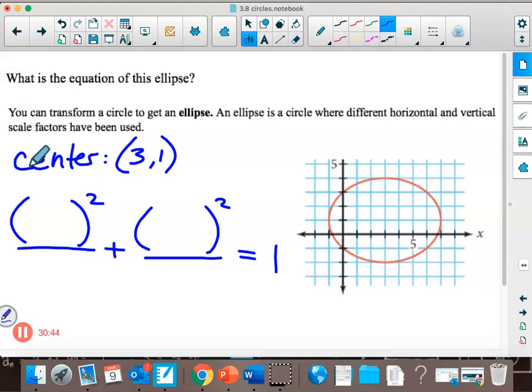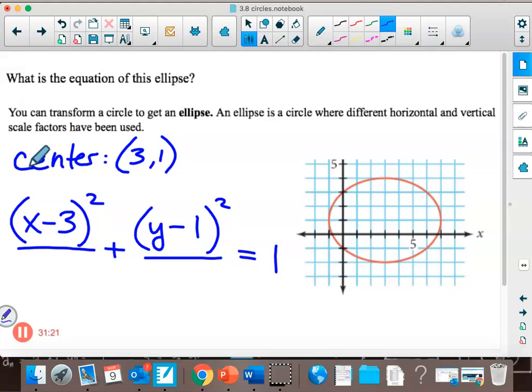Okay. So, Michelle, let's just focus on the center. What's going to go in here? X will be plus 3 or minus 3? Yes, very good. You do the opposite. Okay? All right. What's going to go in here? Yes. Fantastic. You're rocking.